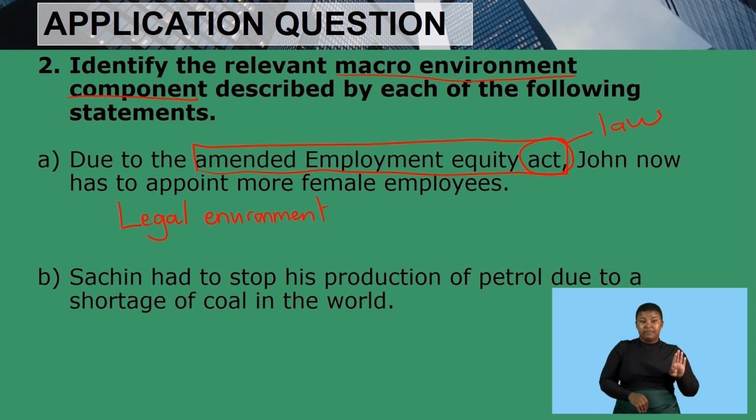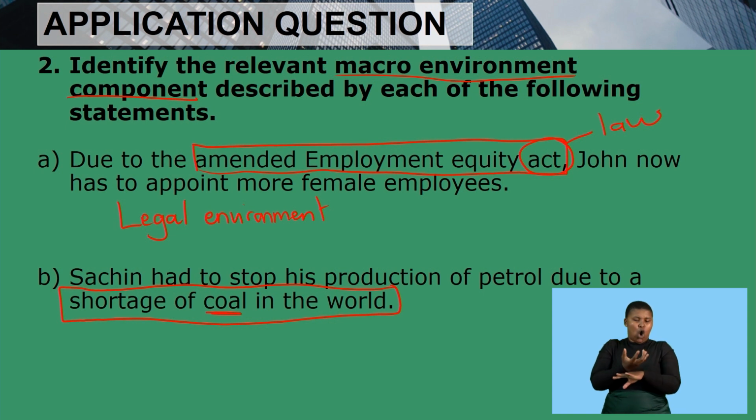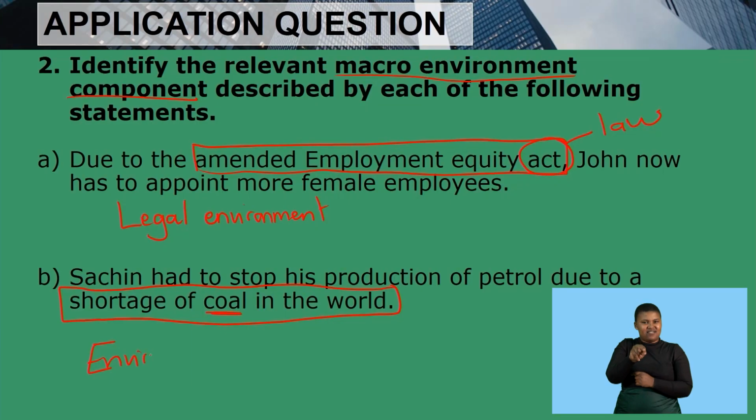All right, statement B. Sachin had to stop his production of petrol due to a shortage of coal in the world. So the coal here is an example of resources or natural resources that is used in production. And then, of course, natural and international environments are all included in one environment, and that environment is our environmental environment. So this component will then be environmental environment. So that is then our statement B.